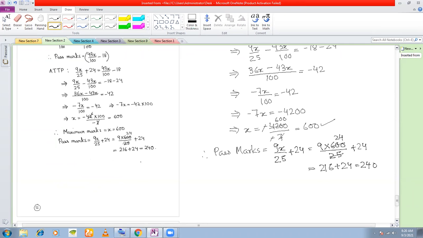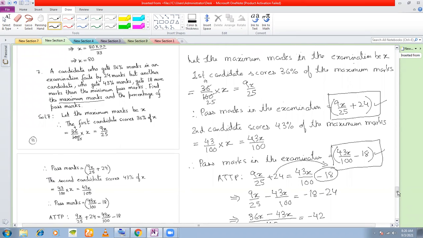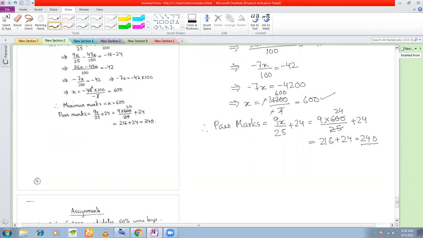Now I think I have missed out here, but the question here was find the percentage of pass marks. If 240 is the pass marks, total marks is 600. So what is the percentage of pass marks? What is your percentage required to get to pass? Can you tell me what is your percentage? 40%. So let's see, 40%.